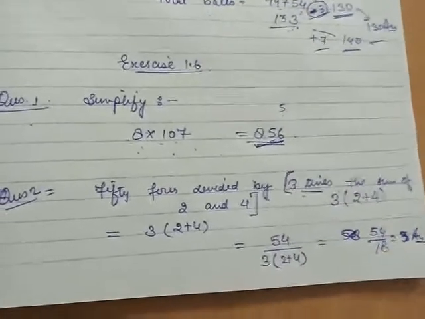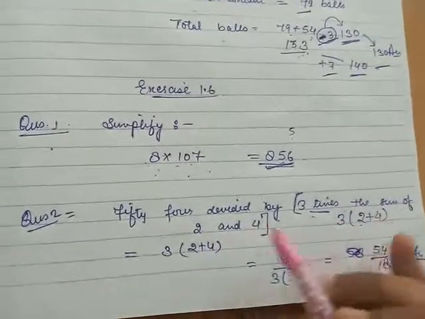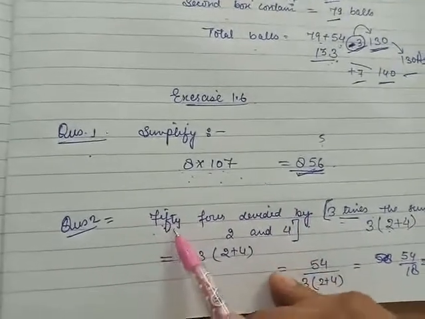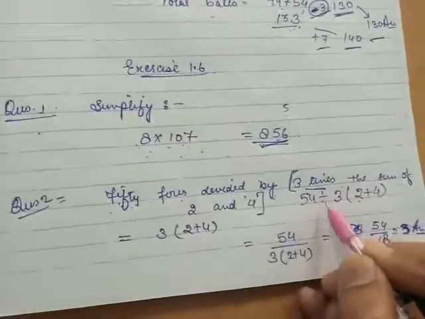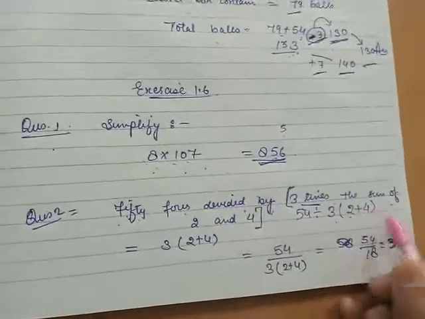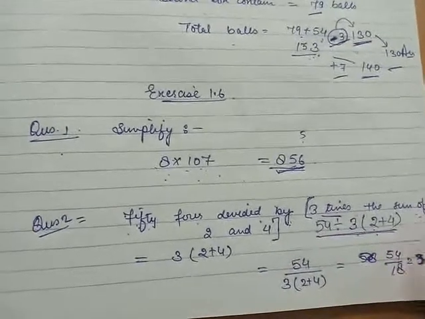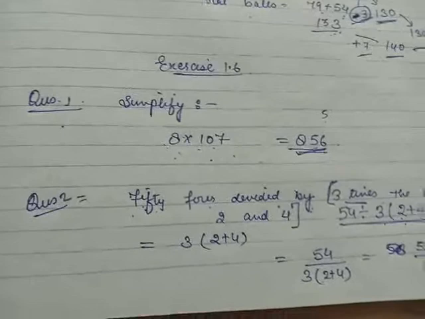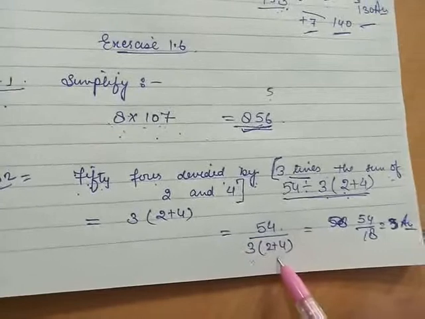What we will do, we will first read this and put it into an equation. Then we will start from the starting end, that is 54 divided by 3 times the sum of 2 and 4. So our equation is this. What we will do, we will just solve this equation, that is 54 divided by 3 multiplied by the sum of 2 and 4.